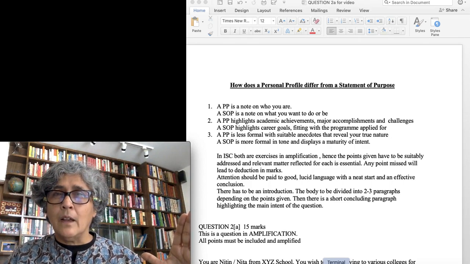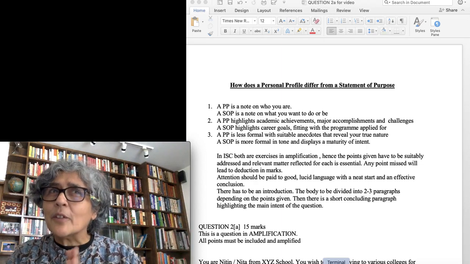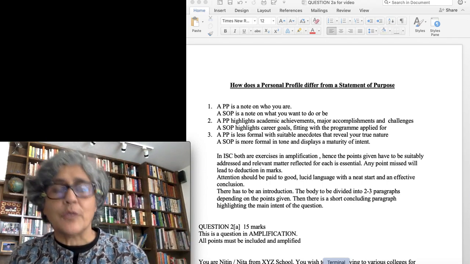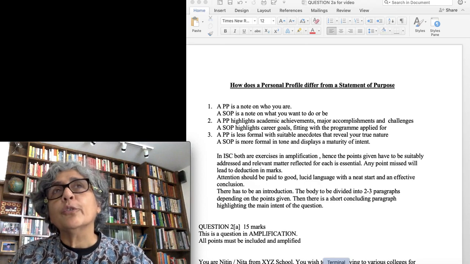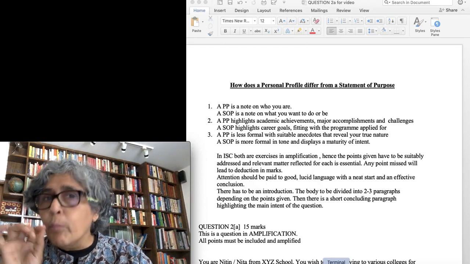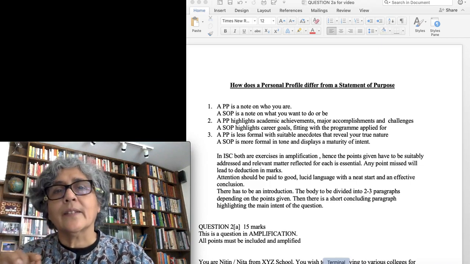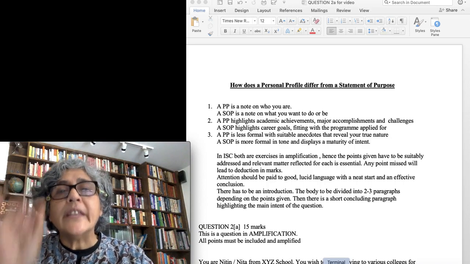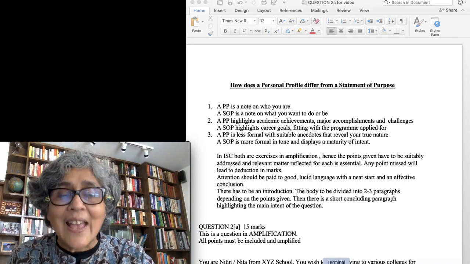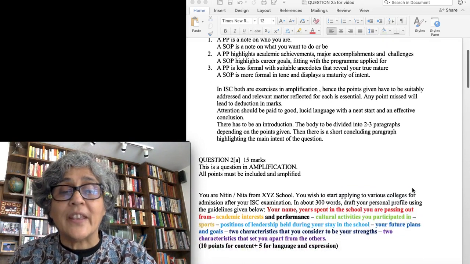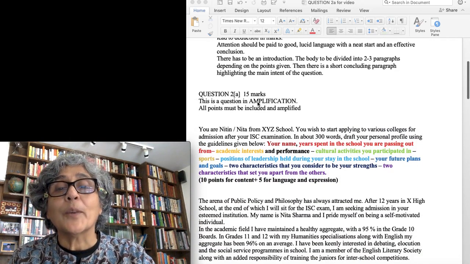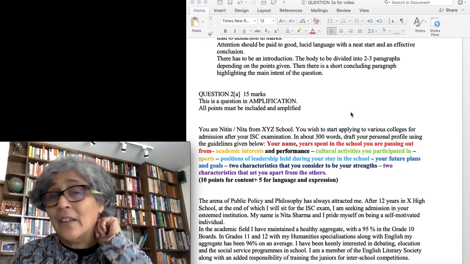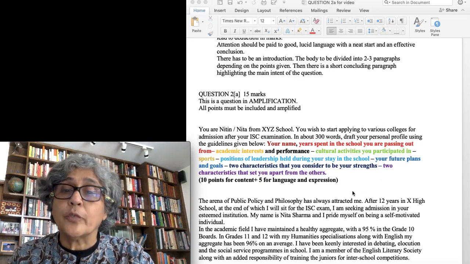I hope that gives a little bit of understanding. I have given you two samples. It is also important to note that in your question paper, both of these will come with a few points, and you have to detail out each point given. Remember, this is an exercise in amplification. Question 2a, 15 marks, is a question in amplification. So all points must be included and amplified. Got it? This was the question that I took from the paper.